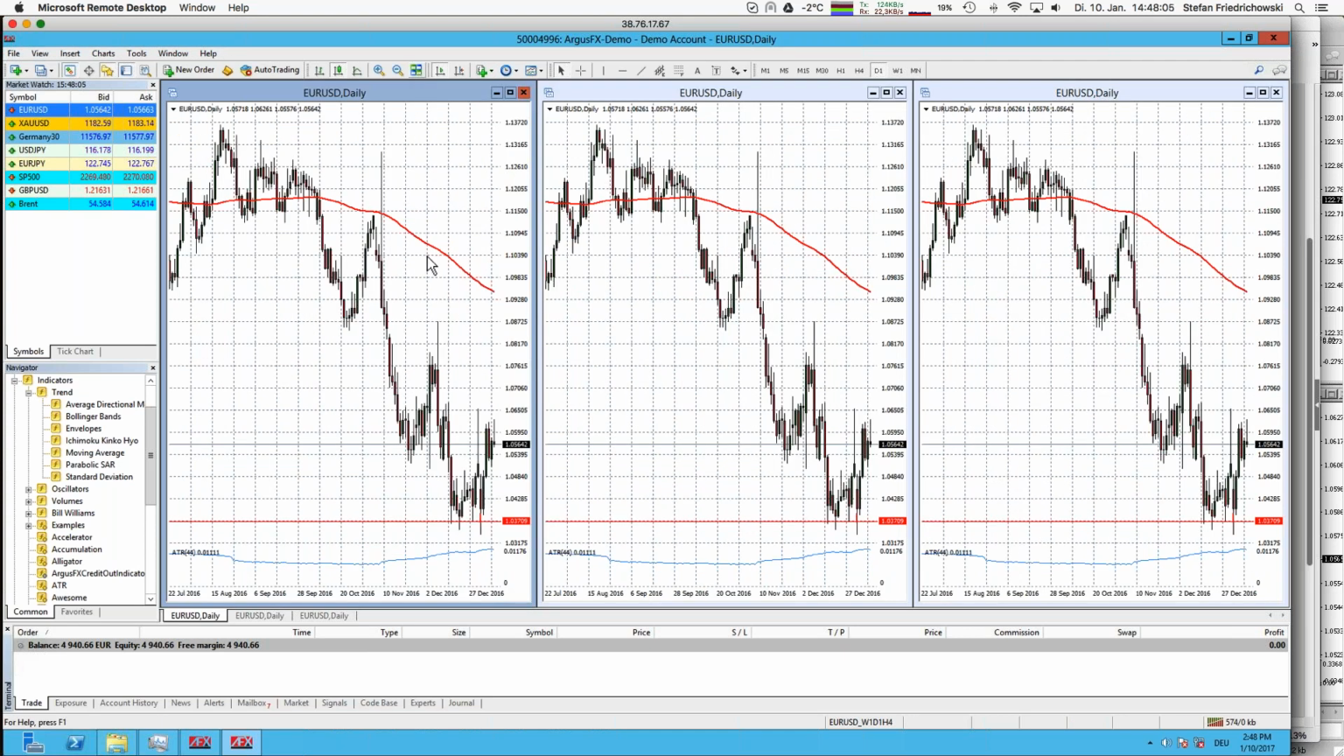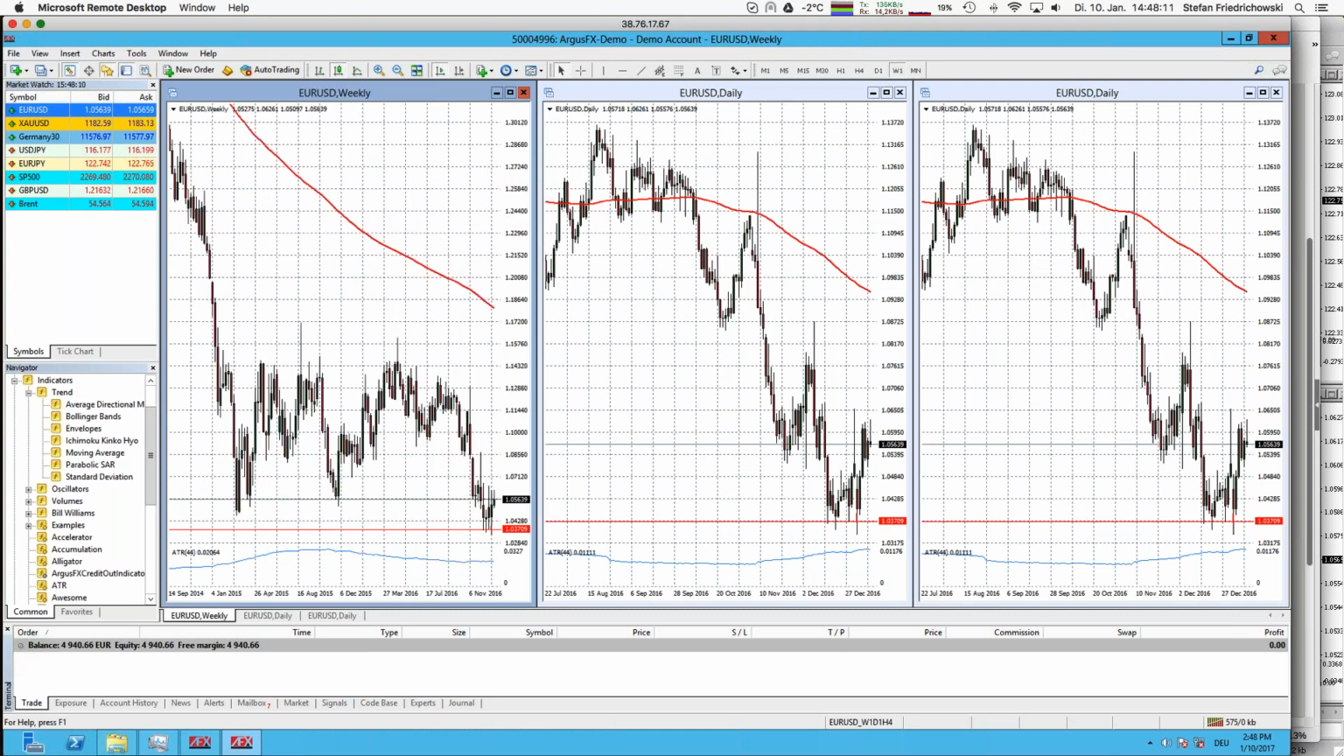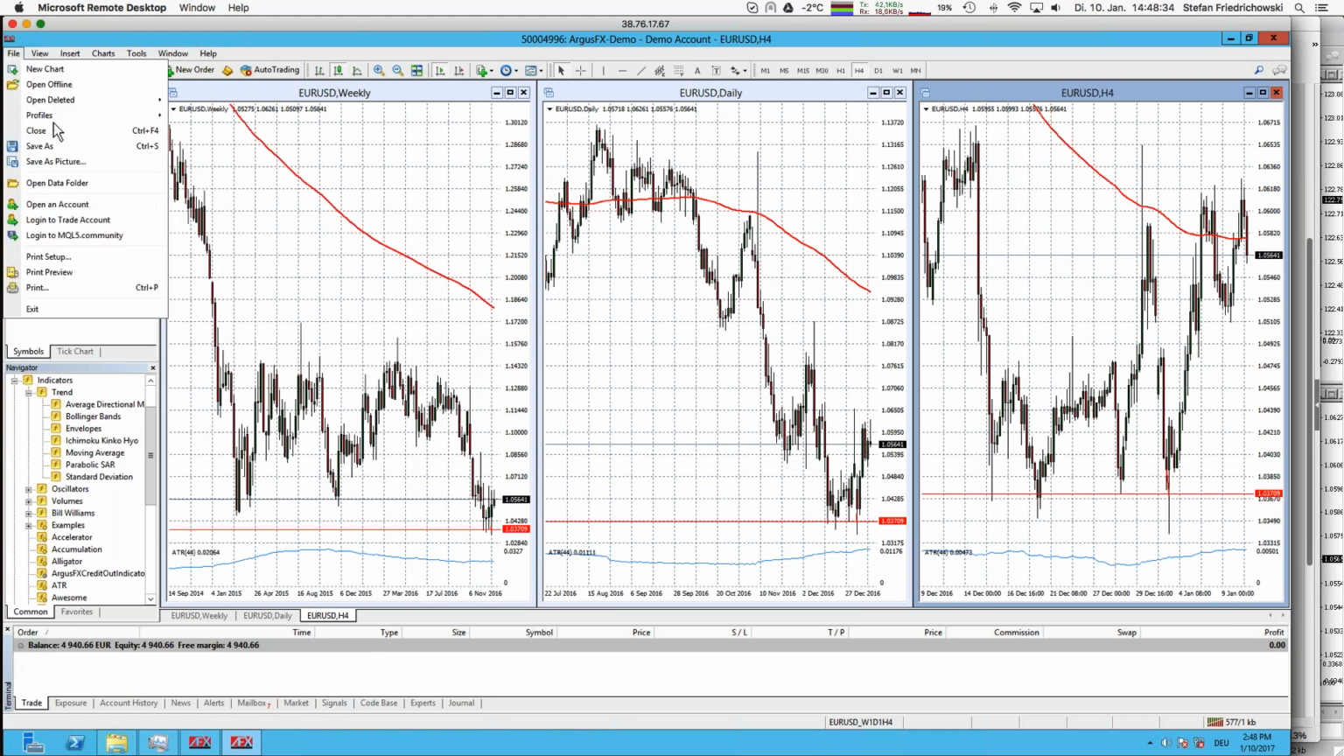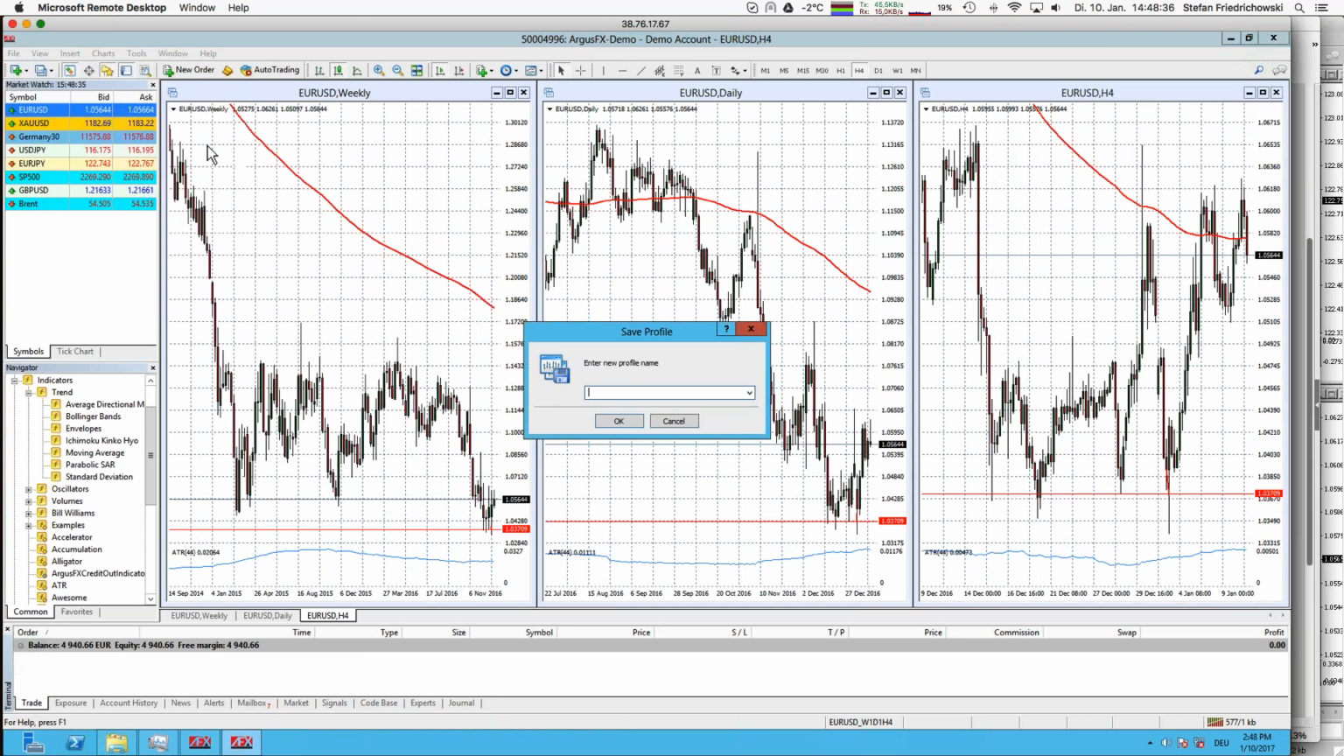And what I want to do is I want to have the first one weekly, the second daily, and this one is already daily, and the third one I want to have H4. Because that kind of sequence will help me to find good trading opportunities. And to be on the safe side, I once again will save it under the same name we have already chosen, just to make sure that it's really saved.